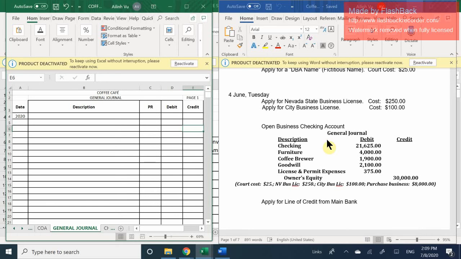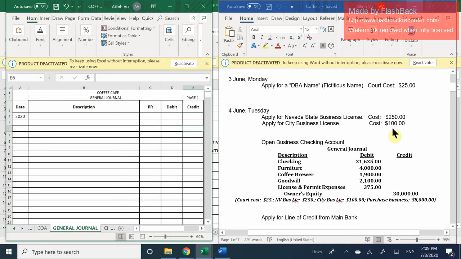It's broken up into furniture, coffee brewer, and it's broken up as Goodwill in the very beginning, right? We paid $8,000 for this company. Not only that, we also charged a total of $375, right, to get the business license and permit. Okay, just to do business, right?